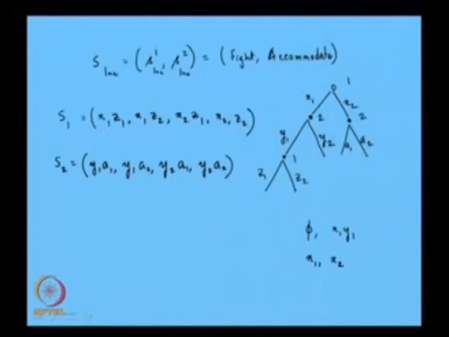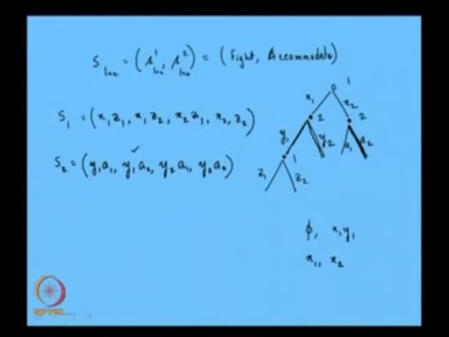So these are the strategies. Each of them is a possible strategy of player 2. And what is the interpretation? Let us take this Y1, A2. Here player 2 is saying if X1 is the move by player 1, I will play Y1. If player 1 is going to play X2, I am going to play A2. So this is his strategy. Similarly for other strategies, for example, Y2, A2. Here he is saying that if player 1 takes the action X1, I will take the action Y2. If player 1 takes the action X2, I shall take the action A2.